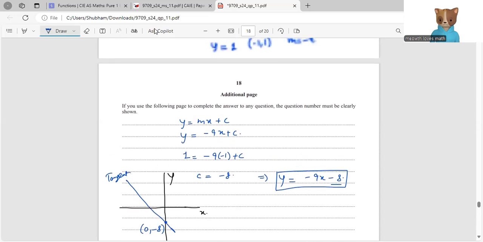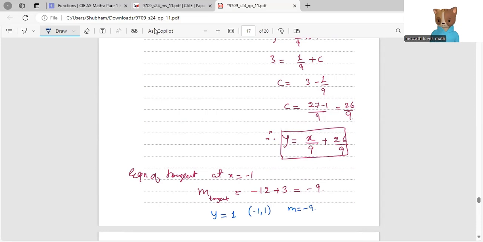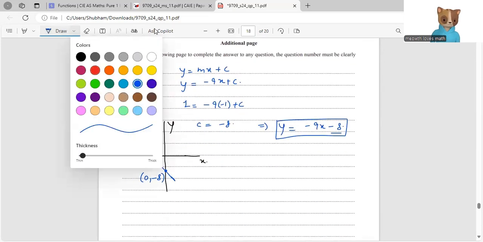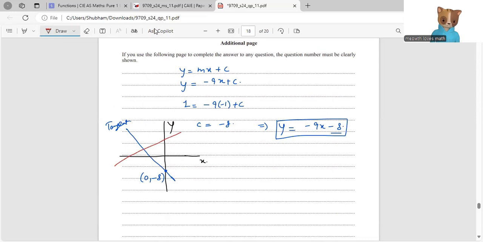And what is the equation for the normal? The y-intercept of the normal is 26 by 9. I'm just drawing a rough sketch of it. So somewhere here, this y-intercept is 0 comma 26 over 9. All right. So now I get a triangle. Let me name these points A, B, and this point is C, right?